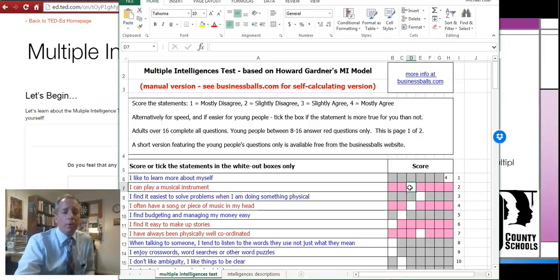So I can play a musical instrument. Well, I'm going to say 2. I would love to be able to, but I'm not very good at that. I find it easiest to solve problems when I'm doing something physical. That's kind of an in-between one for me.